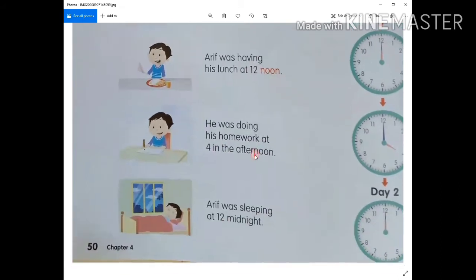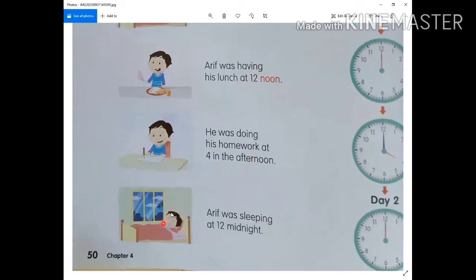The last picture. Arif was sleeping again, right? Look at the time, 12 o'clock, and see the sky is dark. So we can say this one is 12 midnight, and this one also becomes day 2. That's for the first.